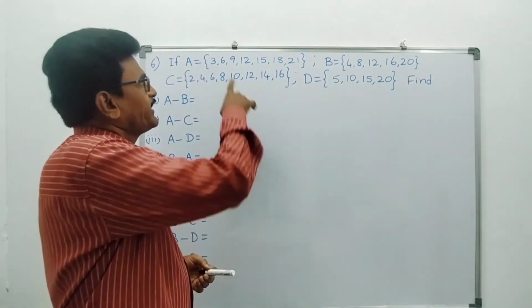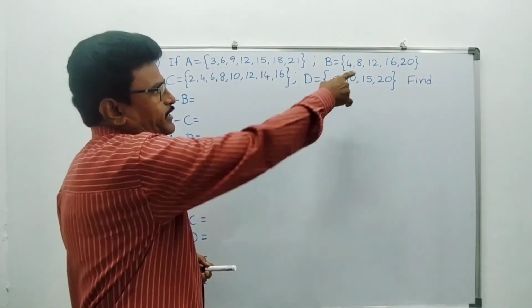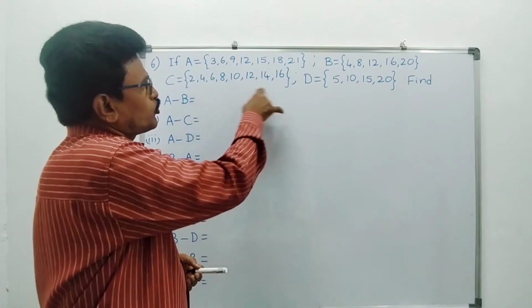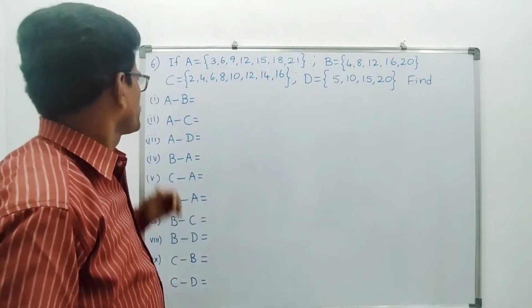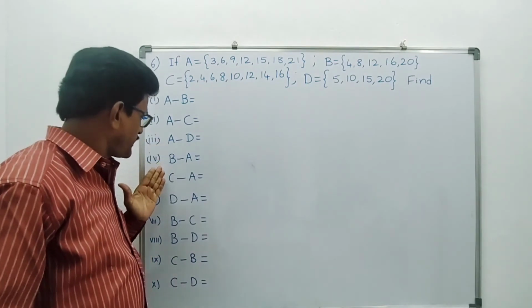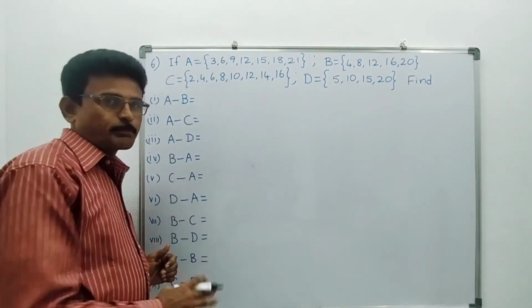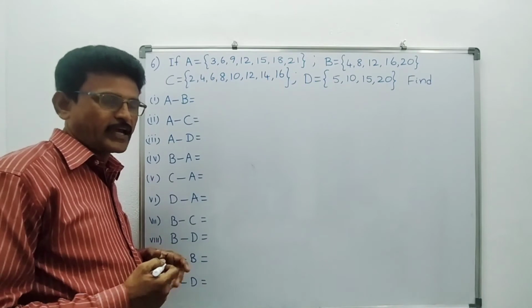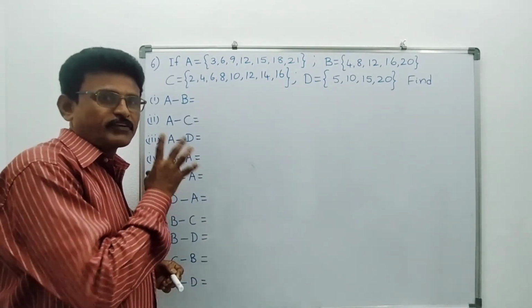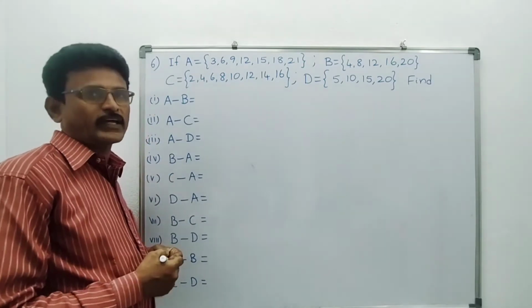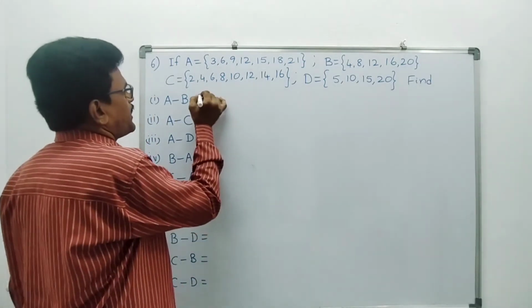Students, sixth problem. He has given set A 3 table elements, set B 4 table elements, set C 2 table elements, and D 5 table elements. Now find A minus B, A minus C, A minus D, B minus A, C minus A. All are subtraction problems, difference problems. Same similar problems. If you follow all of this, the difference of sets will fix in your mind. Okay, right.